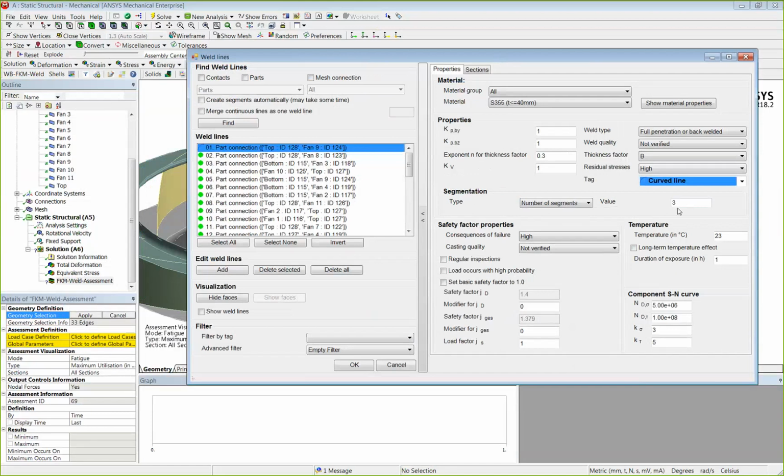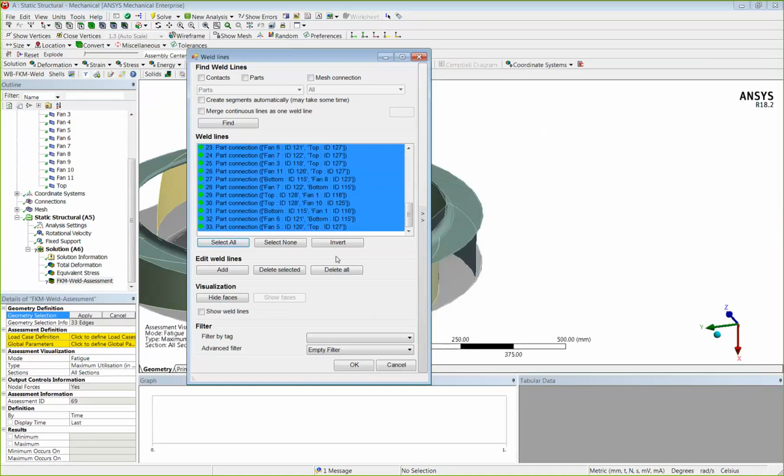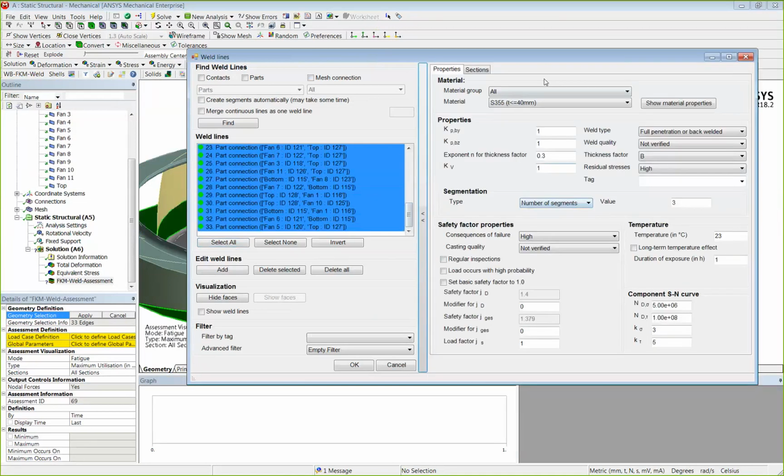What the system is automatically trying to do is look: is that a curved line or is that a straight line? And when it sees that it's a curved line, it automatically switches the number of segments to more than 1. The default value is 3. Good. Now I could also go by whether plastic deformation will be allowed or not.